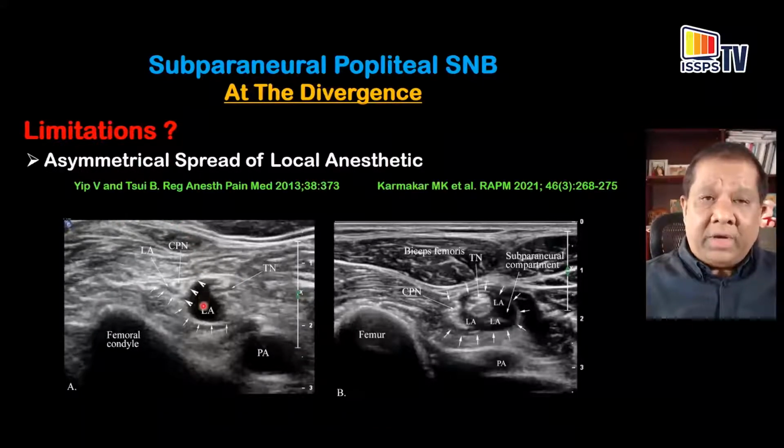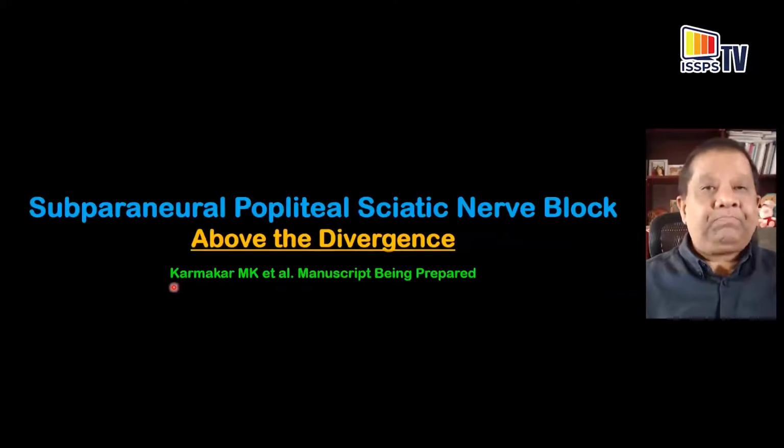Another limitation of hydrodissection at the point of divergence is that occasionally you will find an asymmetrical distribution of the injectate below the divergence. If you were to inject it then, it will probably produce a very rapid onset of tibial nerve block and a much slower or failed common peroneal nerve block. So what about above the divergence?